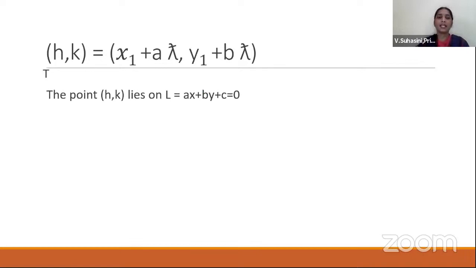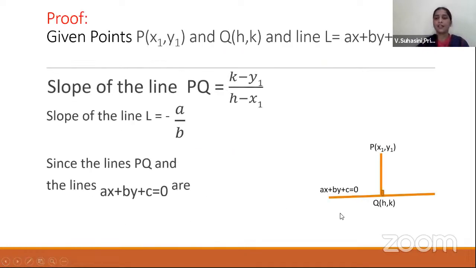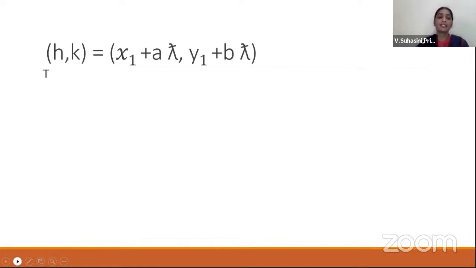The point h comma k lies on the line L is equal to ax plus by plus c equal to 0. Where is the point, children? I shall just show the diagram in the previous slide. See, where is the point Q h comma k? h comma k is on the line. It's the foot of the perpendicular from P onto the line L is equal to 0. In the sense, Q h comma k lies on the line ax plus by plus c equal to 0. Therefore, wherever there is x, we substitute h, and wherever there is y, we substitute k. Then the equation of the line will become ah plus bk plus c equal to 0. Is this clear for you all, dear children?